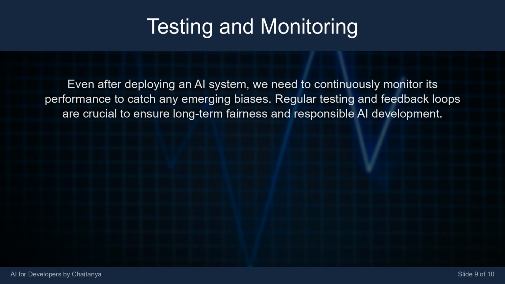Even after deploying an AI system, we need to continuously monitor its performance to catch any emerging biases. Regular testing and feedback loops are crucial to ensure long-term fairness and responsible AI development.